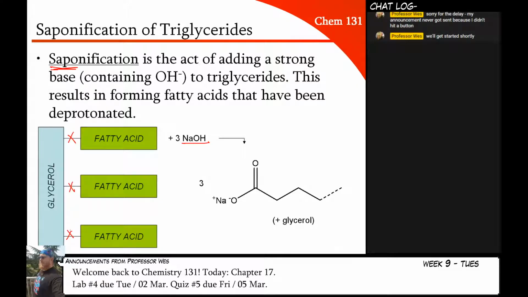linkages. But because you're doing it under basic conditions, you can't have a carboxylic acid. So this, which is something that you would normally make when you hydrolyze a bond, under basic conditions, that H is gone. And you have this. And then you have glycerol, which just hangs out, because that's what's left over.